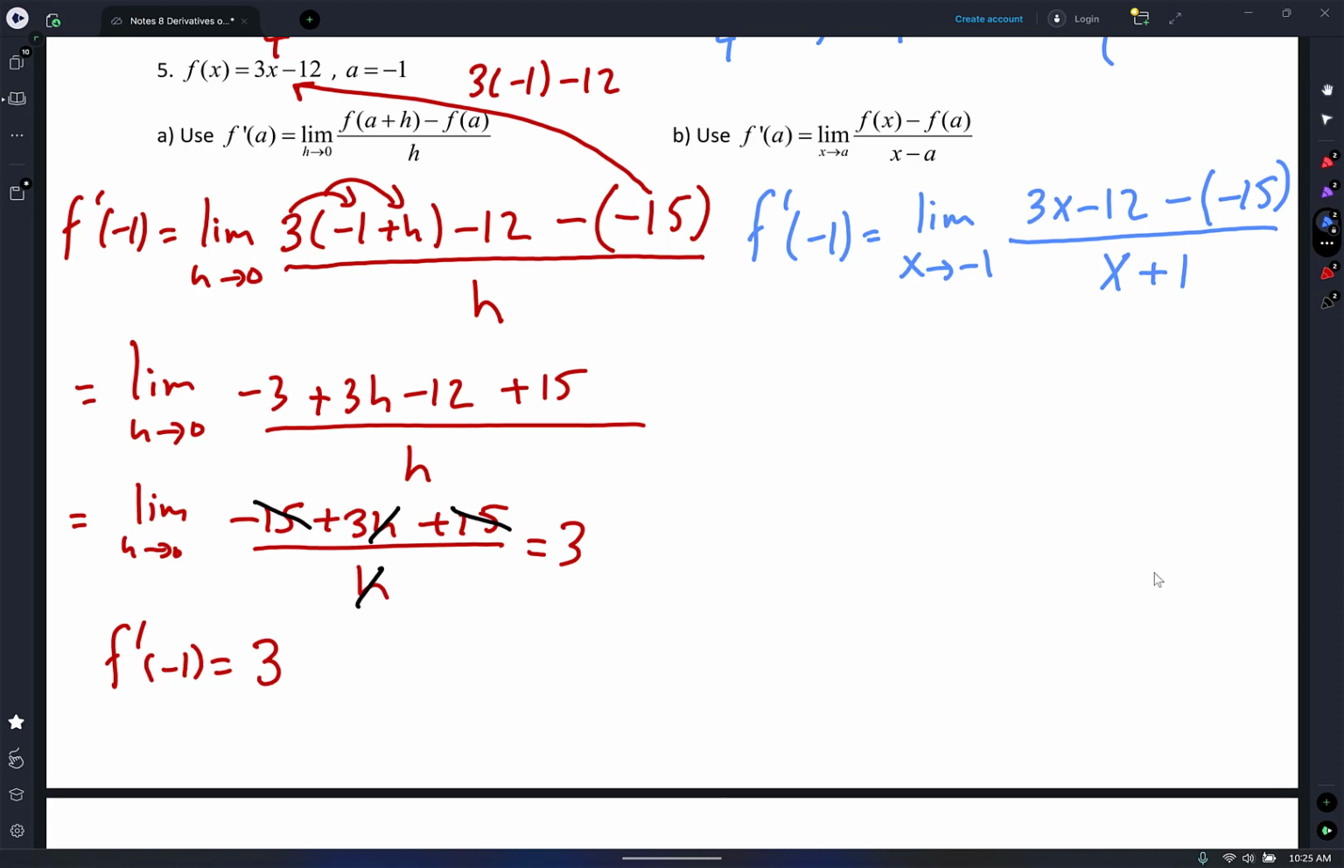Are we still okay? All right, so let's go ahead and figure this out. F prime of negative 1 equals the limit as x approaches negative 1. And I'm going to have 3x, and so negative 12 plus 15, that is a plus 3 over x plus 1. Have I confused anyone? Are we okay? What did I do?